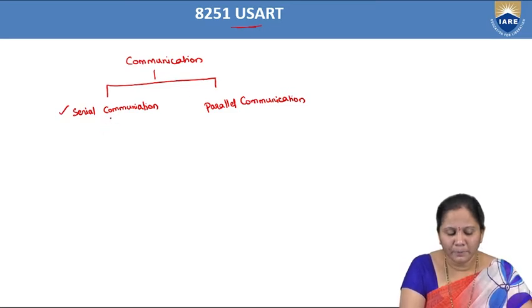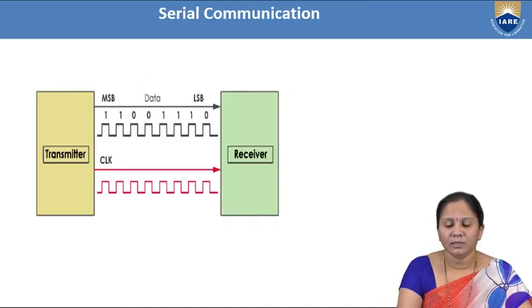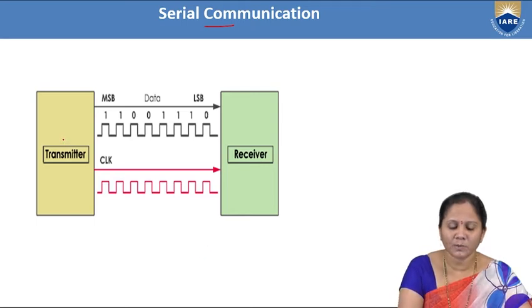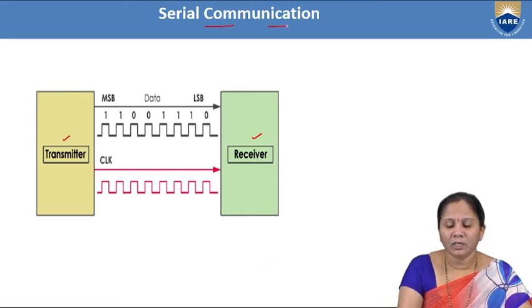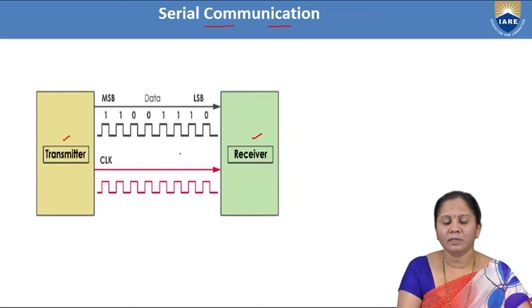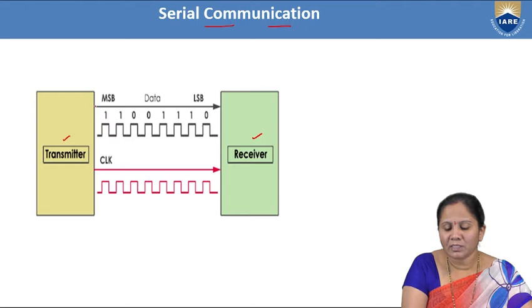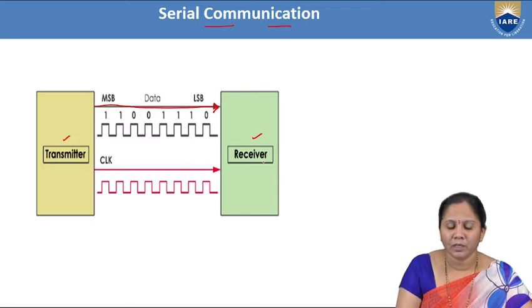So generally, here we will discuss serial communication. This is the basic representation of serial communication. The data will be transmitted from the transmitter to the receiver, bit by bit. In between the transmitter and receiver, we can have a single wire. Using this single wire only, the data will be transmitted from the transmitter to the receiver bit by bit.